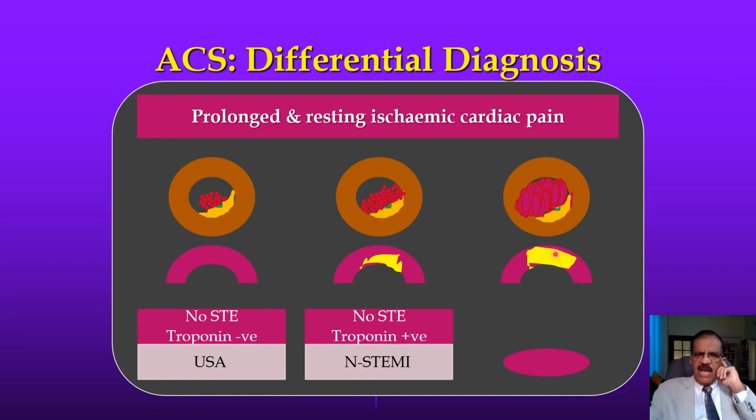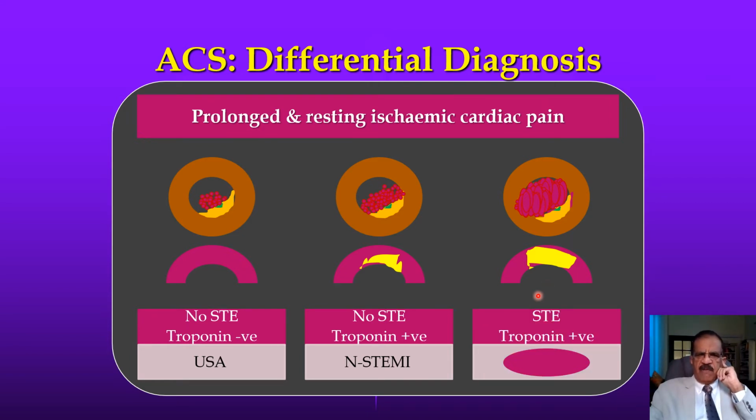Now, in this case, because of the current of injury, there will be ST segment elevation. So ST segment elevation and troponins will be positive. Troponin will be positive whenever there is myocardial infarction. But when there is transmural infarction, only then ECG would show ST segment elevation. So this is ST segment elevation myocardial infarction.